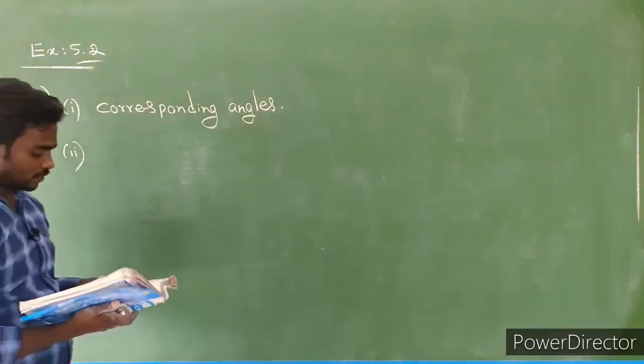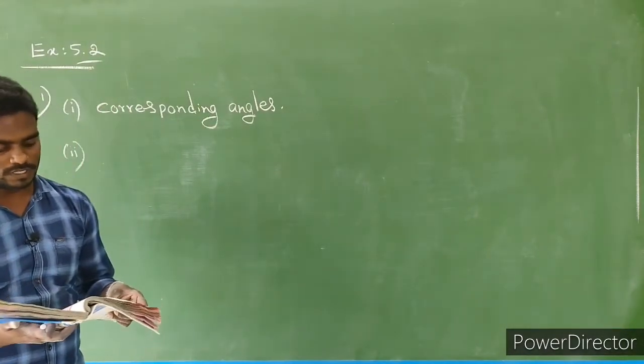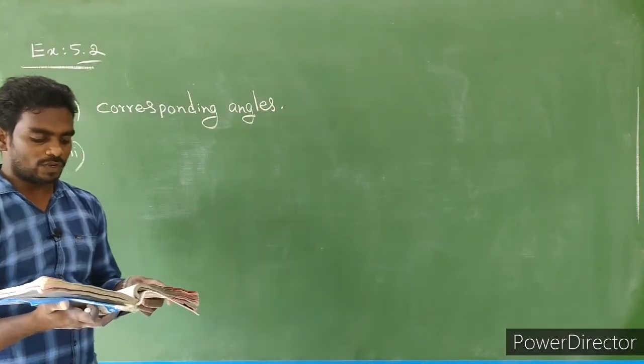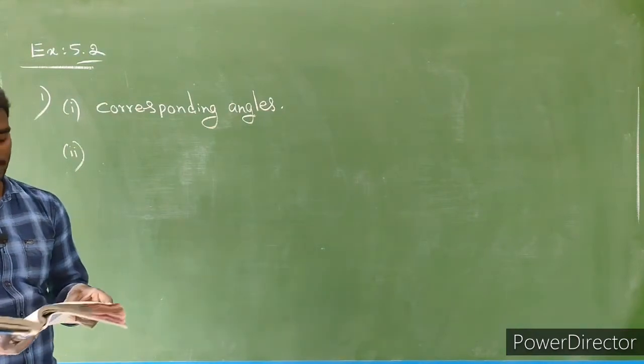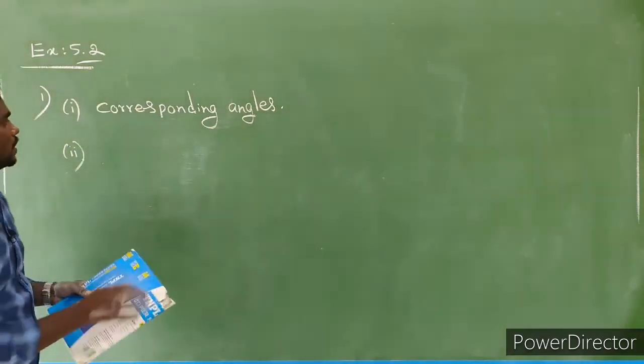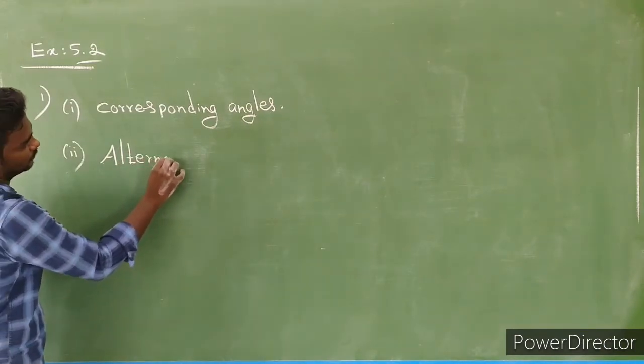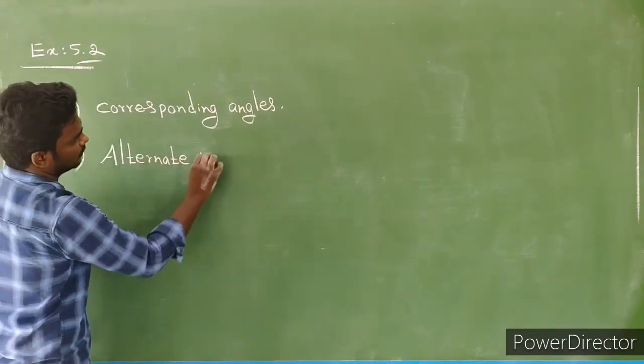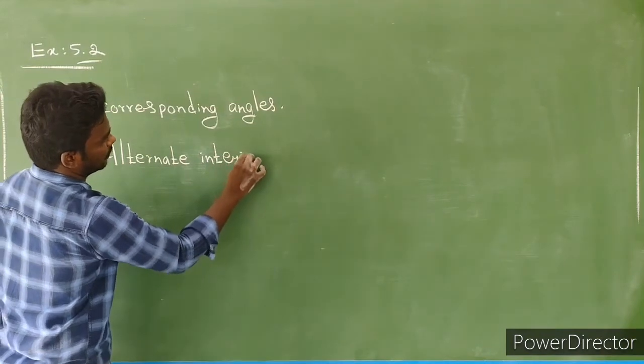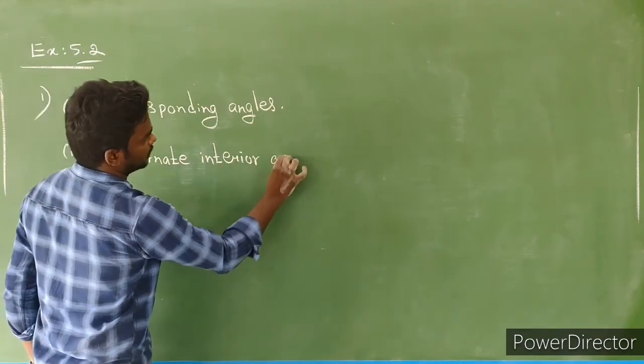Next, the second one: if angle 4 is equal to angle 6, angle 4 and angle 6 are alternate interior angles, so these two angles are equal. What is that? The second condition is alternate interior angles.